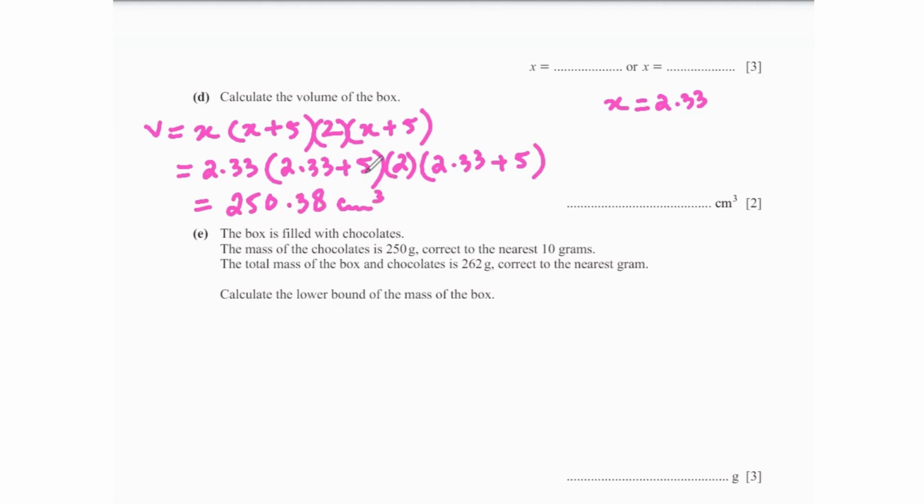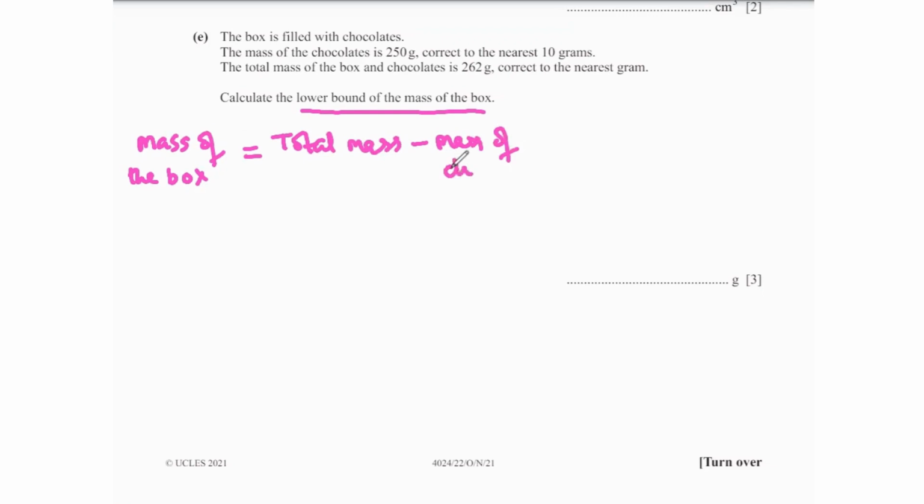as our volume. Then it says the box is filled with chocolates. The mass of the chocolates is 250 grams corrected to the nearest 10 grams. And the total mass of the box and chocolates is 262 grams corrected to the nearest gram. Calculate the lower bound of the mass of the box. So the mass of the box will be found by subtracting your total mass and your mass of chocolates.